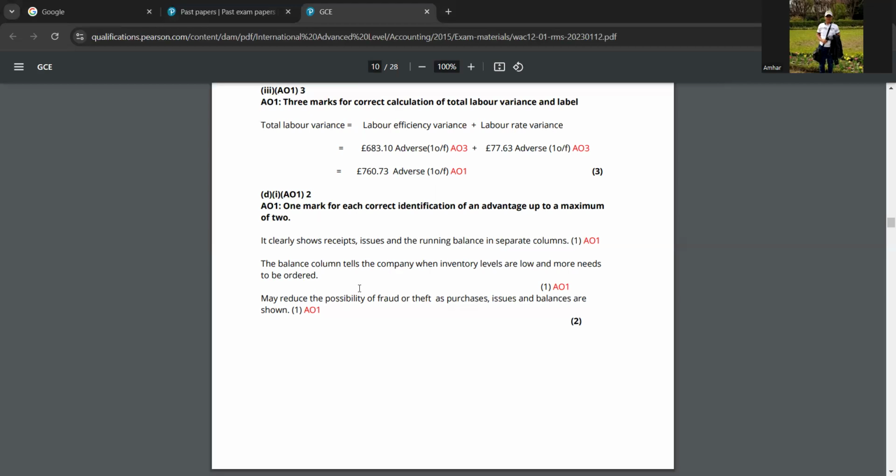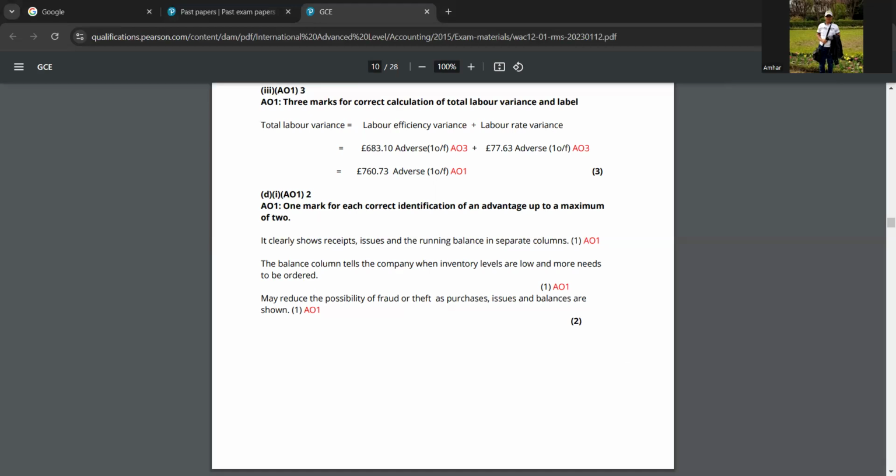And then the third point is that it may reduce the possibility of fraud or theft as purchases, issues, and balances are shown. So it may reduce the possibility of fraud or theft happening in the company. So these are the advantages of using a stores ledger record card.